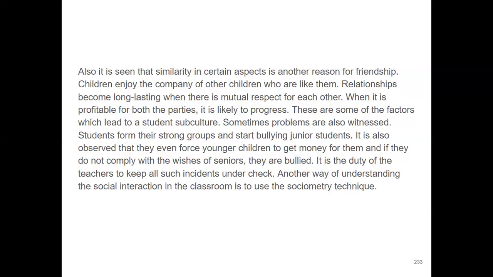Now, it is also seen that similarity of certain aspects is another reason for friendship. Similarity of certain aspects. They see certain things in a similar manner. Children will like to have children or others who like them.